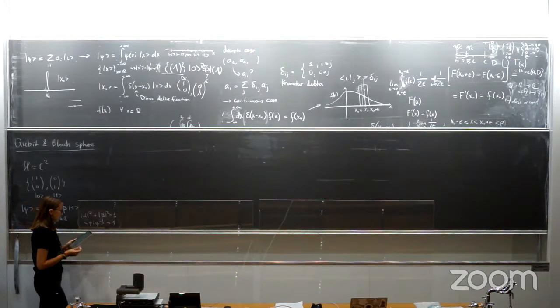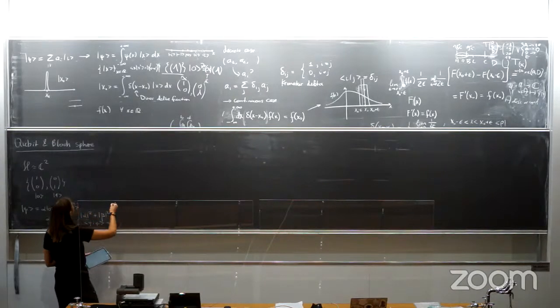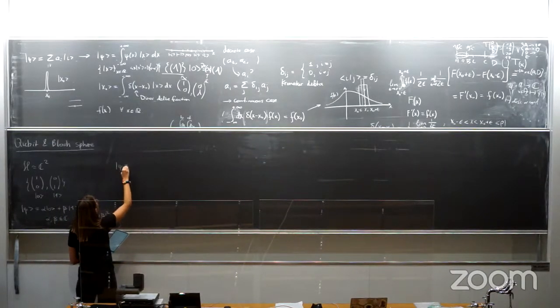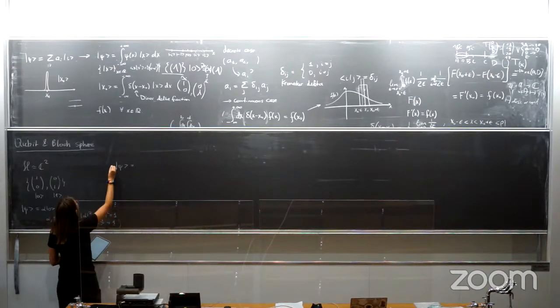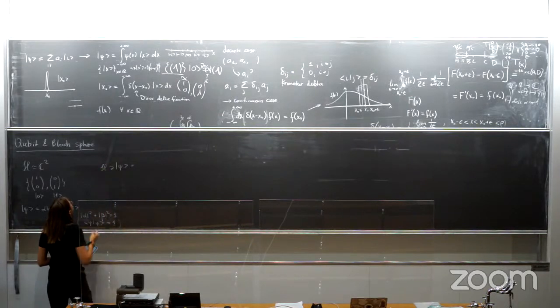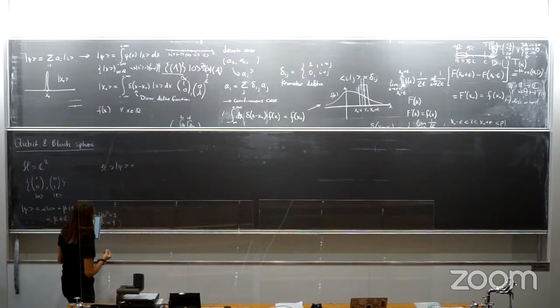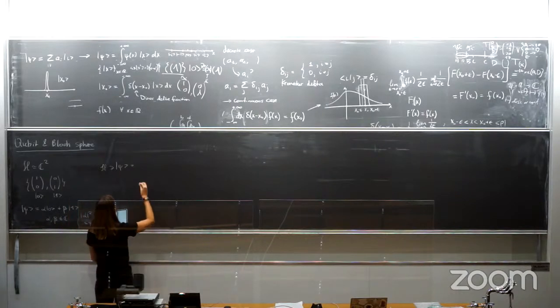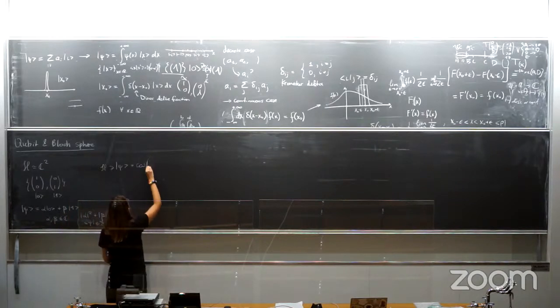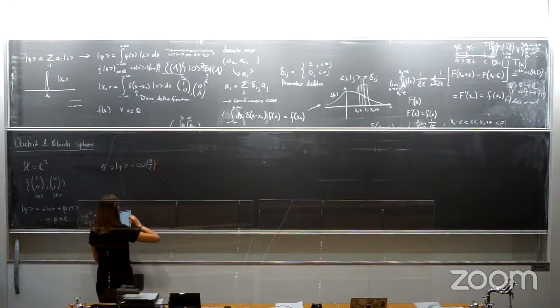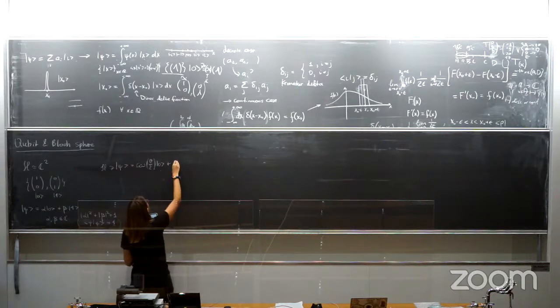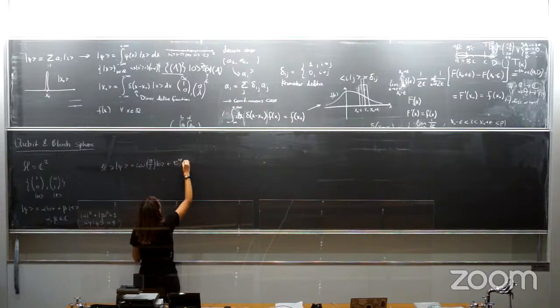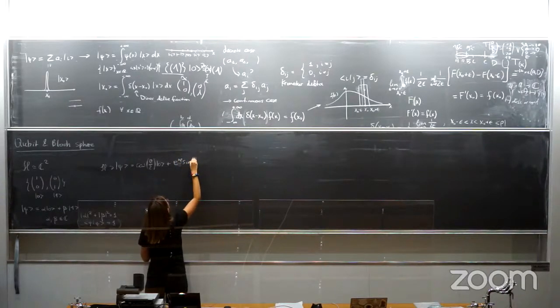So what I claim is that for any state psi which belongs to this 2-dimensional Hilbert space, we can write it out as cosine theta over 2, |0>, plus e to the power i phi, sine theta over 2, |1>.